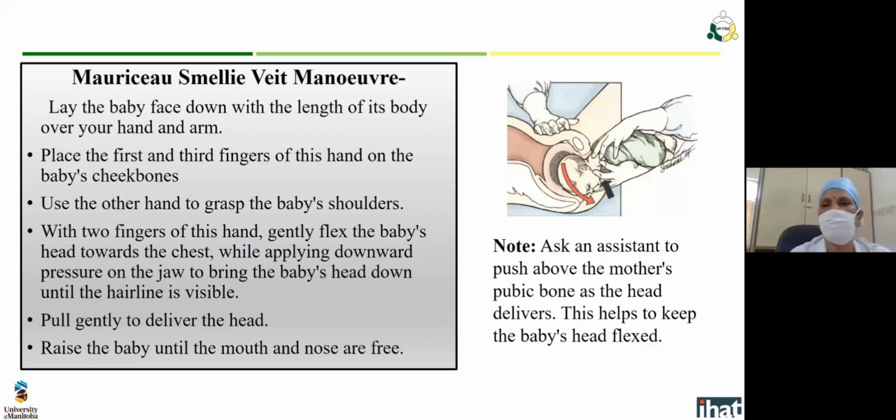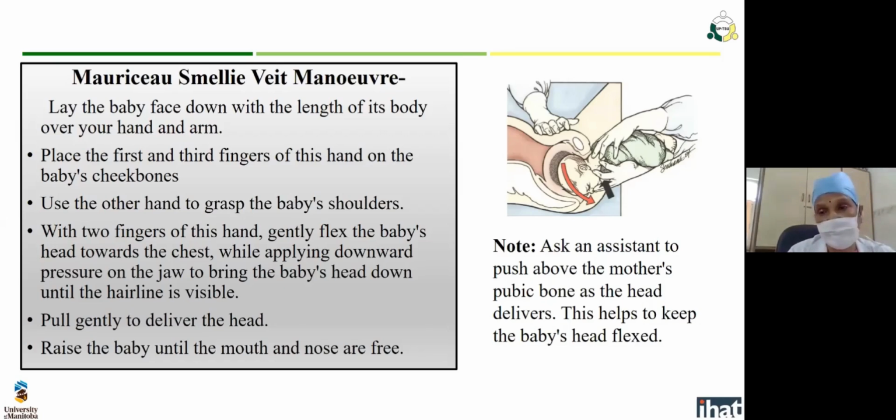In this, you keep the baby's body on your forearm and 2 fingers on the malar prominence. That is the malar prominence. And the other hand, 2 fingers on the right shoulder, middle finger on the nape of the neck, and the index finger on the left shoulder. And by this hand, you are giving the traction, and by this hand, which is on the malar prominence, you are maintaining the flexion. That is the jaw flexion and shoulder traction. Deliver it by the flexion.